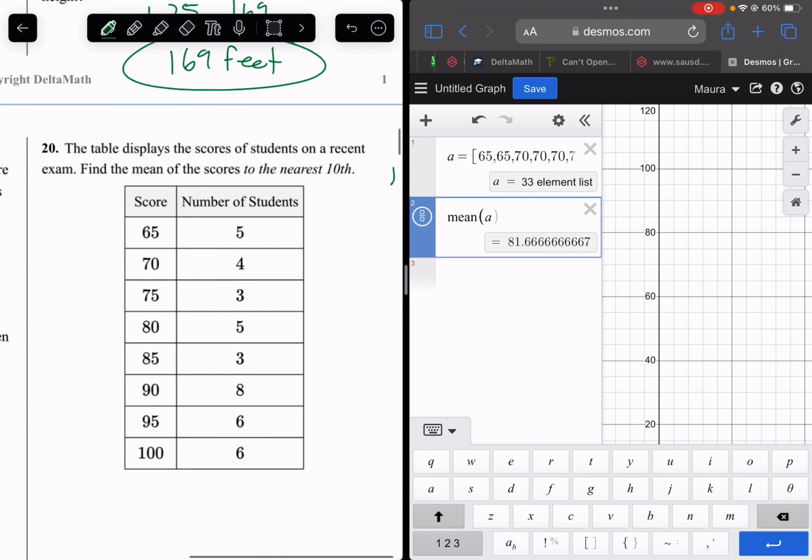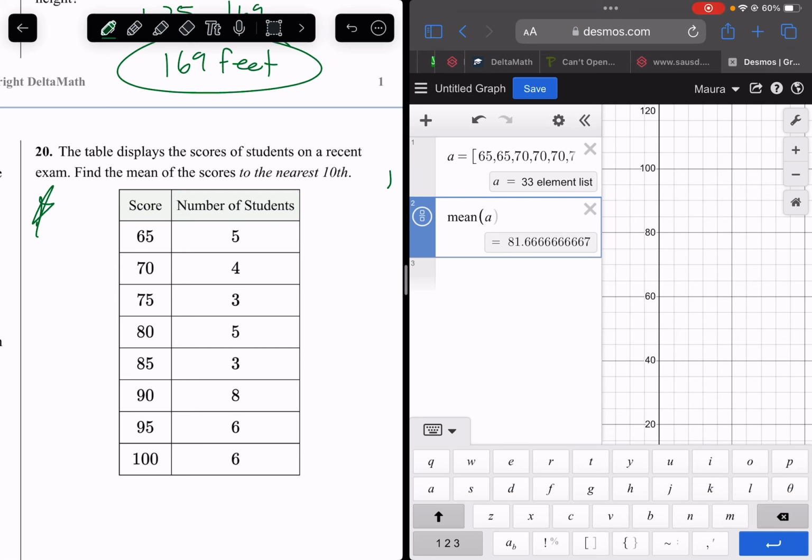All right. So go ahead. I want you to use this frequency table here for number 20 and go ahead and find the mean of these values. All right. So let's go ahead. I'll plug these in. I'm just going to retype it in.